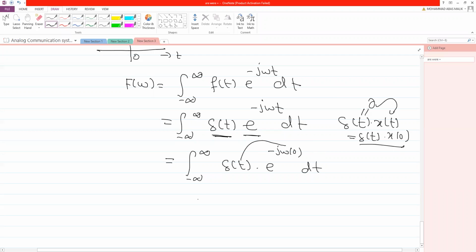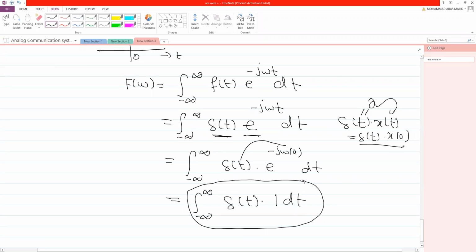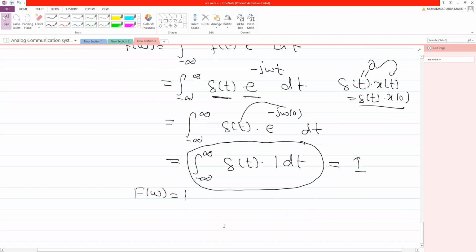And e raised to the power 0 is equal to what? E raised to the power 0 is 1, right? So delta t into 1 dt. And this value will be equal to 1, because the area under delta of t, by the property of this impulse function, is equal to 1. So you conclude that F of omega is equal to 1. So you will say delta of t, its Fourier transform is equal to 1.